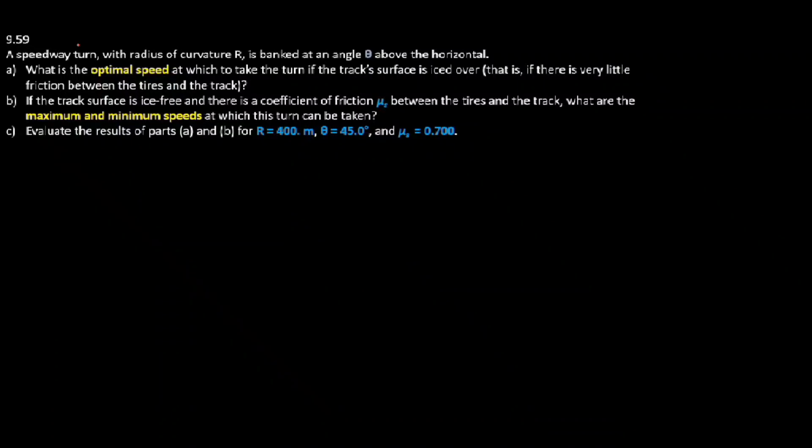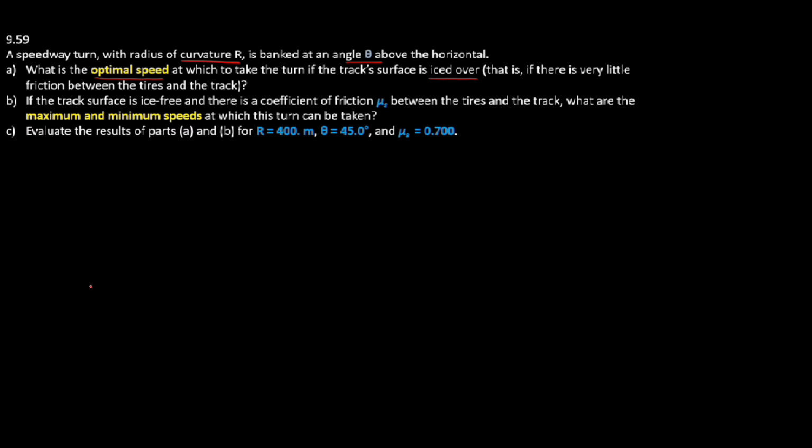Question 9.59. A speedway turn with the radius of curvature r is banked at an angle theta above the horizontal. Part A of the question is asking us what is the optimal speed at which to take the turn if the track surface is iced over, that is, if there is very little friction between the tires and the track.